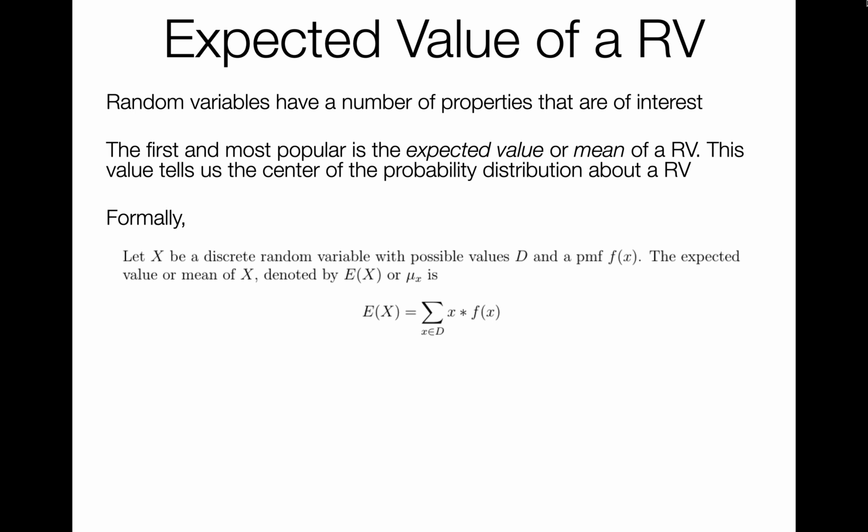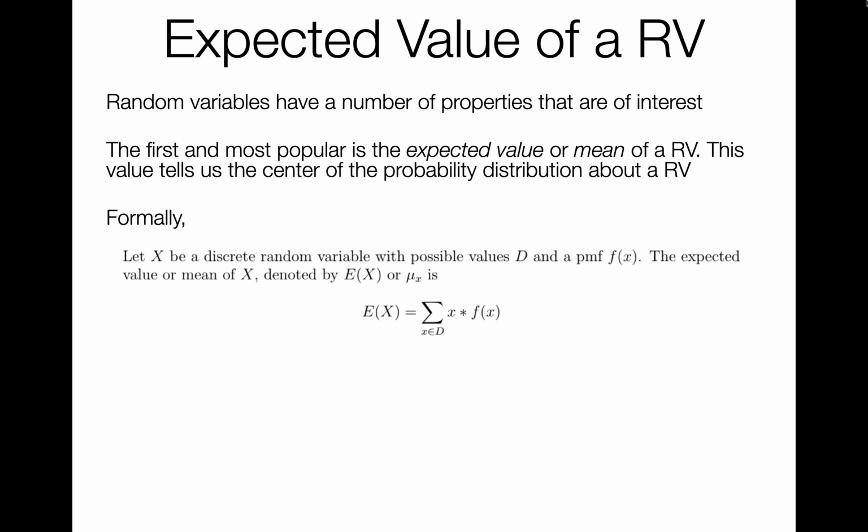I don't know exactly which of them are which, but I know there are a total of D. Okay? And a PMF f of X. So I know what my PMF is. Okay? The expected value or mean of the random variable X, denoted by E of X.